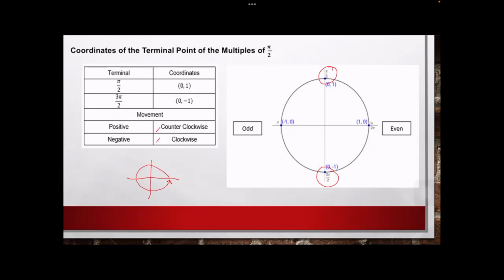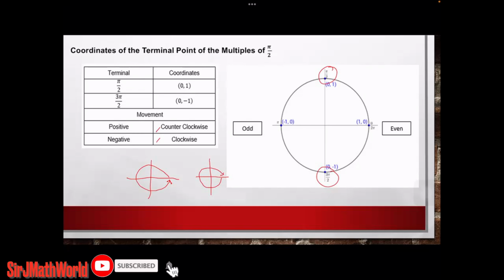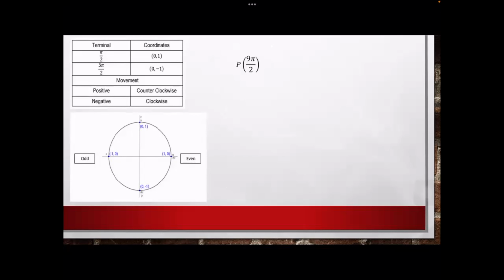Pag ganun. Tapos, pag clockwise, simula dito, pag ganyan. Ang basis natin is either yung odd or yung even. So, be our basis. So, let's have the example. So, again, the terminal point for pi over 2 is (0, 1) and for 3 pi over 2 is (0, negative 1). So, we have here the clockwise and the counterclockwise.